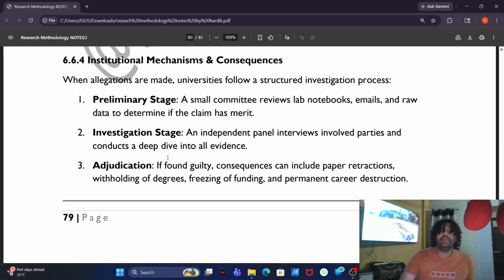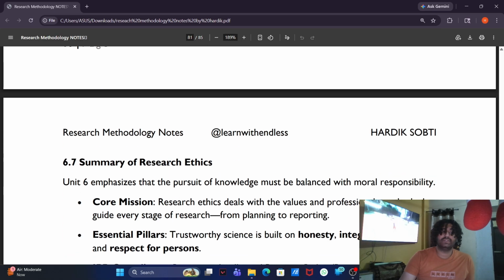Investigation stage: an independent panel interviews involved parties and conducts a deep dive into all evidence. Adjudication: if found guilty, the consequences can include paper retractions, withholding of degrees, freezing of funding, and permanent career restriction.